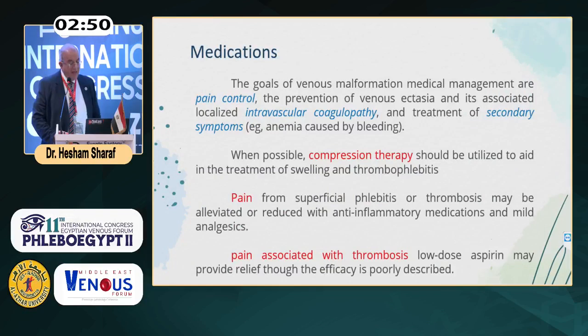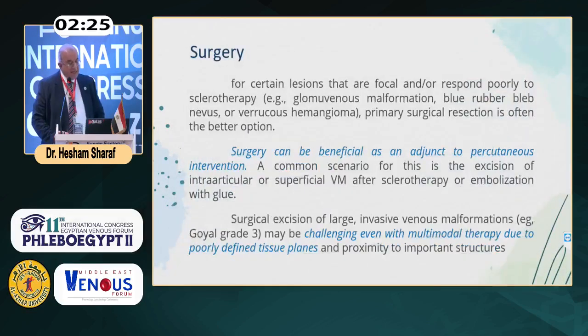The medication: there are different types of medication of the extremity venous malformation, like compression therapy, and the pain from superficial phlebitis and thrombosis may be alleviated by the use of anti-inflammatory medication and analgesic. Mainly associated with thrombosis, low-dose aspirin may provide relief though the efficacy is poorly described. Surgery is for certain lesions that are focal and respond poorly to sclerotherapy. Its indication is very limited because of the higher rate of recurrence.